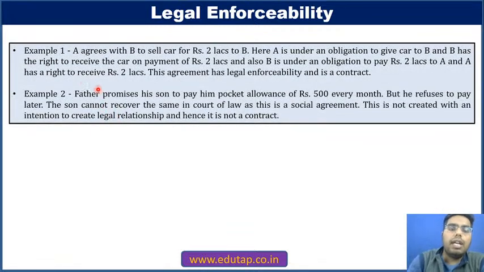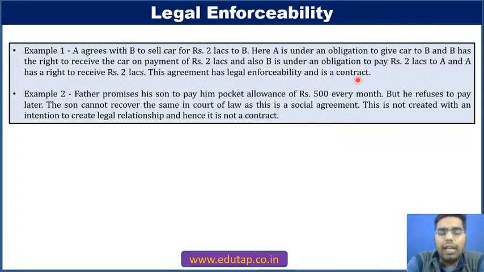Example 1. A agrees with B to sell a car for rupees 2 lakhs to B. Here A is under an obligation to give the car to B, and B has the right to receive the car on payment of rupees 2 lakhs, and also B is under obligation to pay rupees 2 lakhs to A, and A has the right to receive 2 lakhs. The agreement has legal enforceability and is a contract.